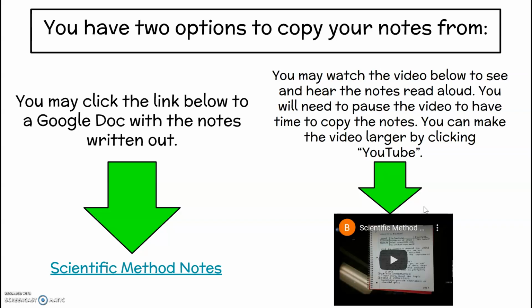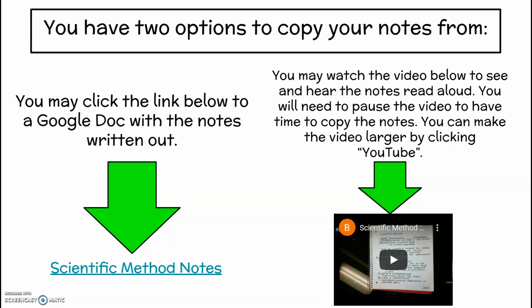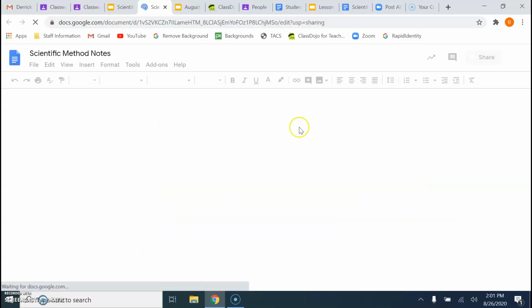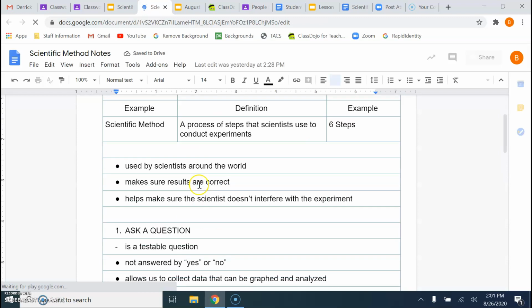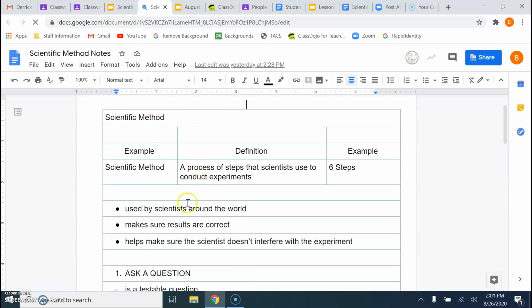I'm going to fast forward to the very last slide. After you're finished going over those few questions, this is the time that you would take your notes on the scientific method. So you have two options to take your notes from. You may click this link and it will take you to a picture of the notes. And the blue lines are just supposed to be lines in your notebook so you know when to skip a line and that kind of stuff.